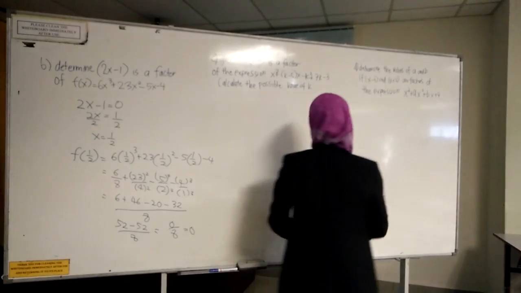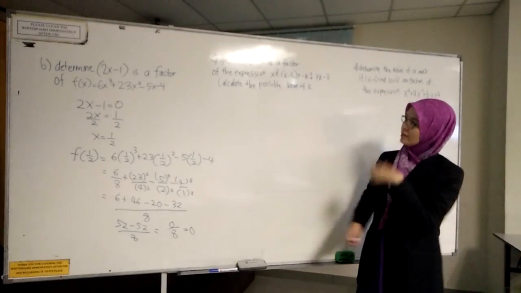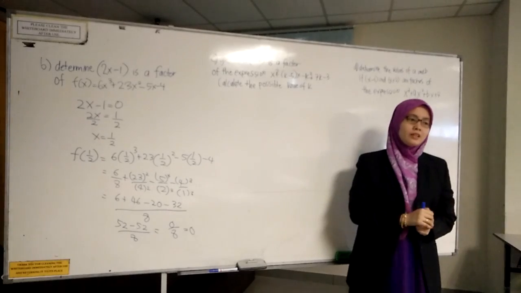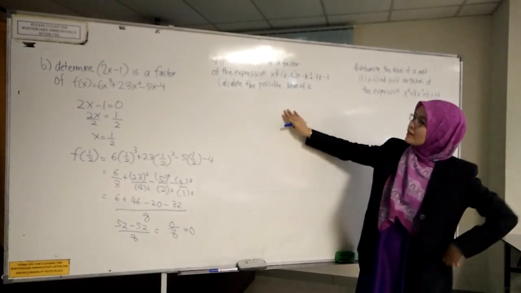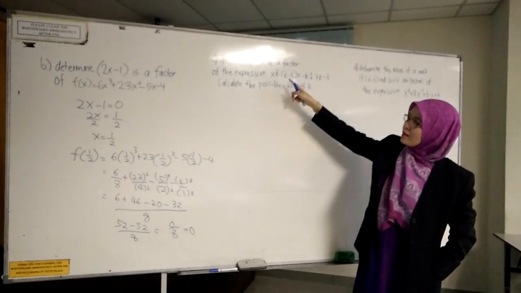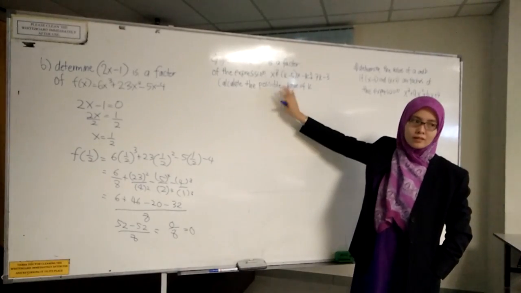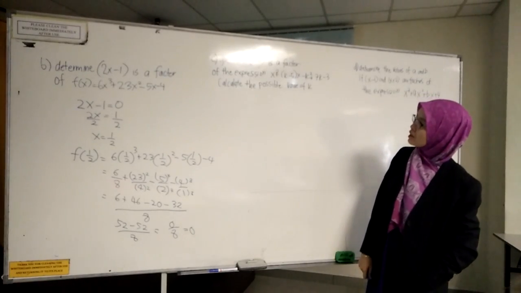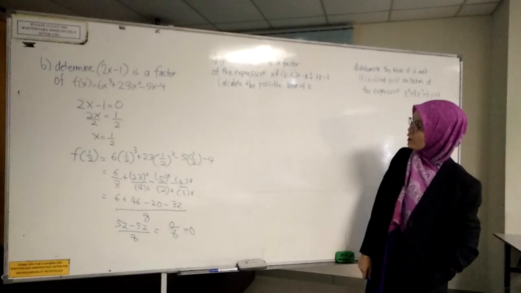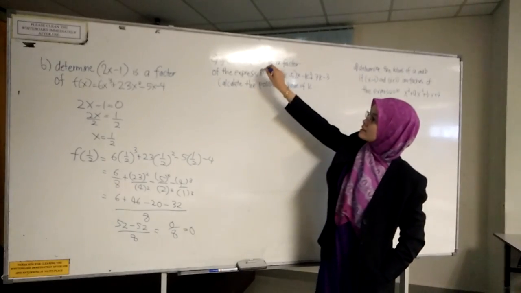Okay. The second question. Okay, Izzati, can you see the second equation? Can you read? What does it mean? What does the question want? Calculate the possible value of k. Calculate the possible value of k. Okay, they give you this as a factor.